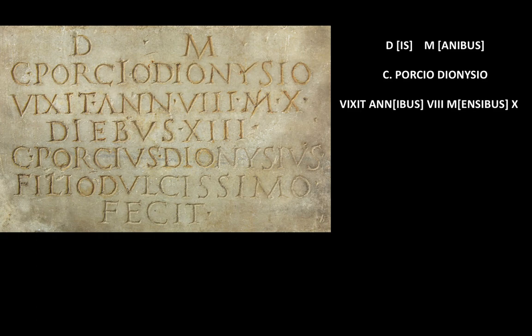In the next line we read Vixit, he lived, An, which stands for Annibus, and then a sign which is not an alphabetic sign but rather a Roman numeral, the Roman numeral 8, and then the letter M, which stands for mensibus, and another sign which is not an alphabetic sign but a number, the number 10. In the next line we read diebus and the Roman numeral 13.